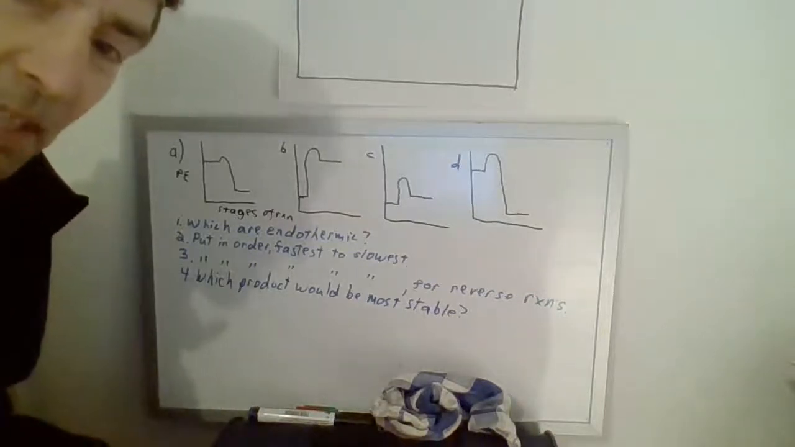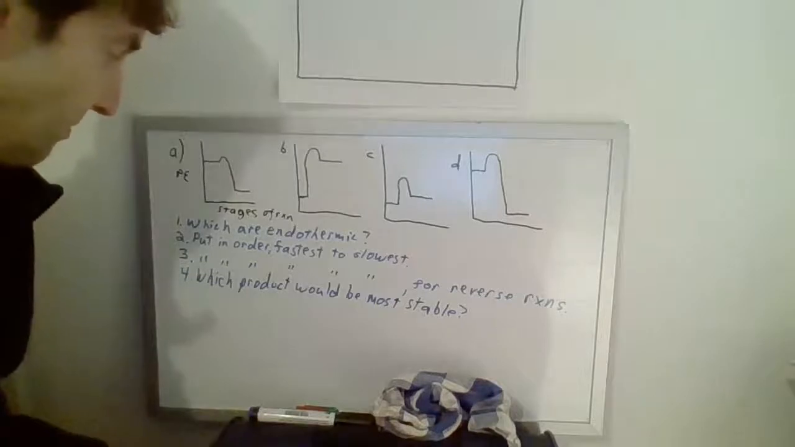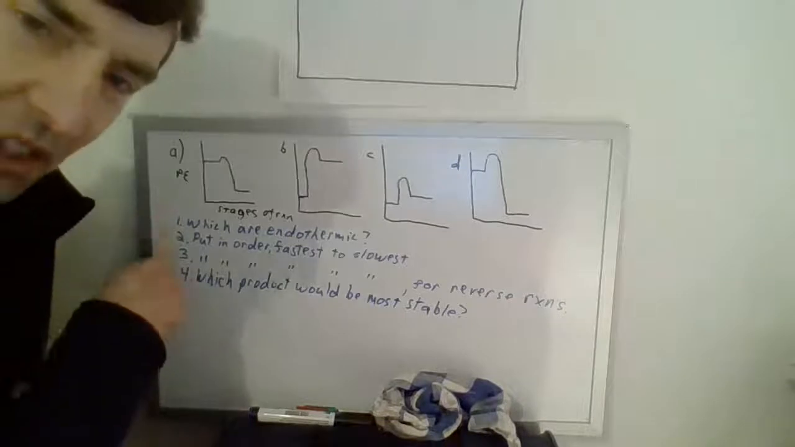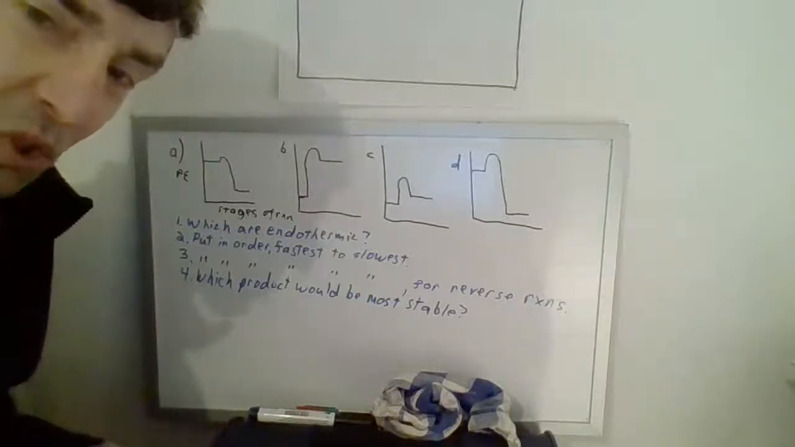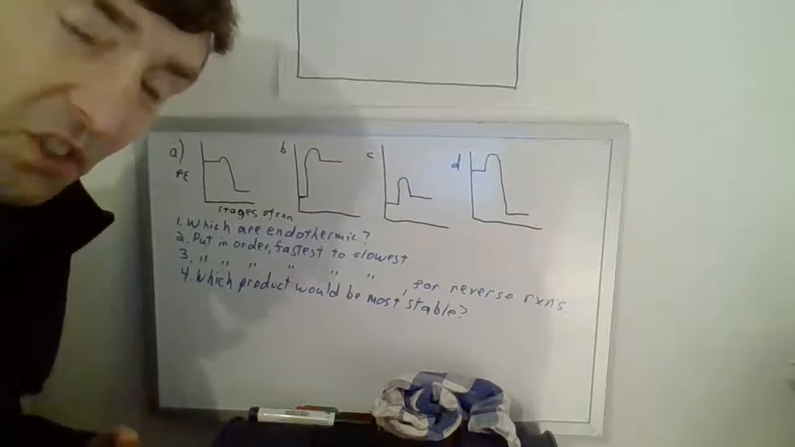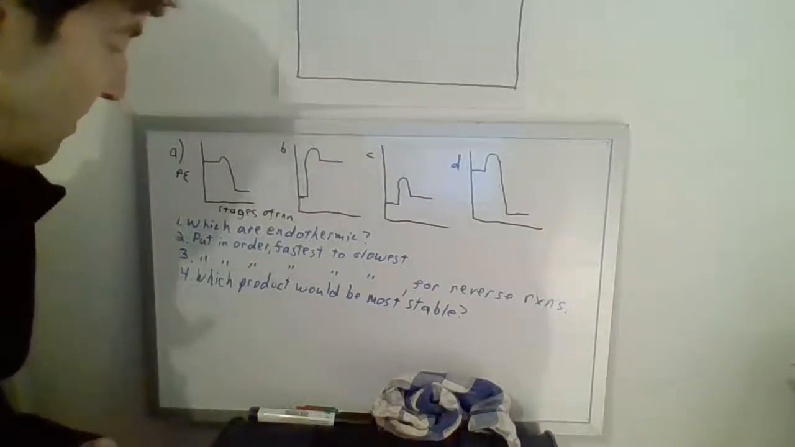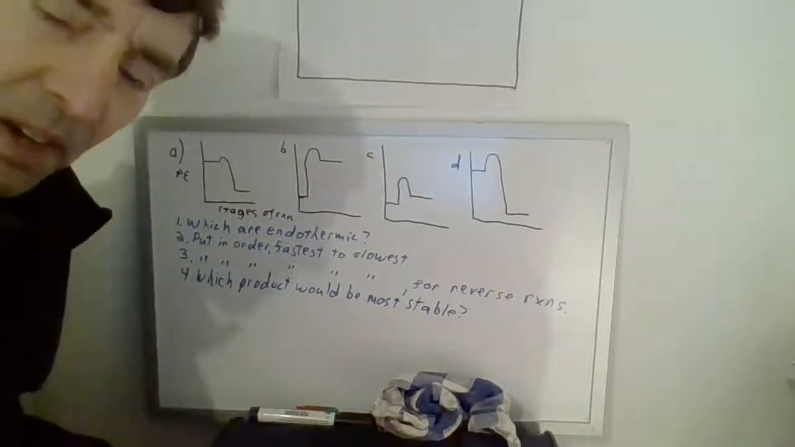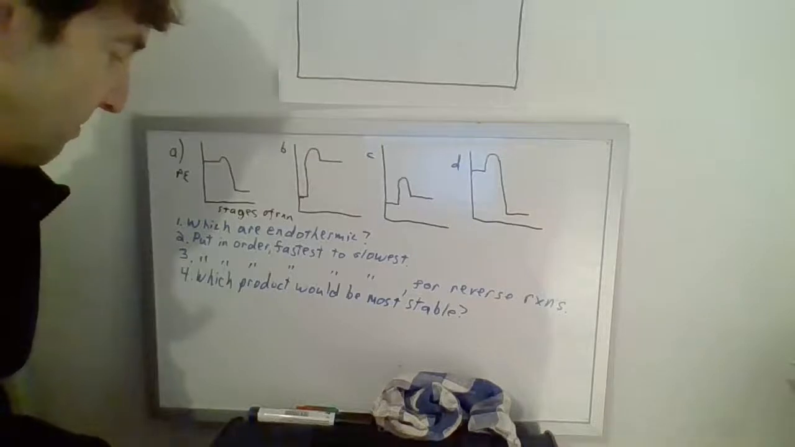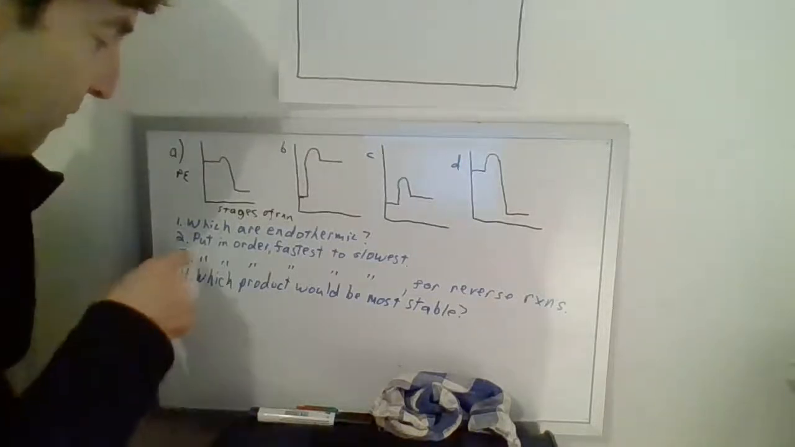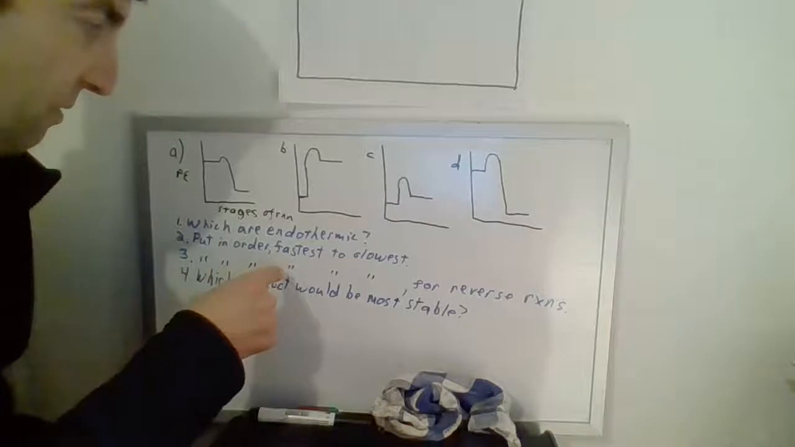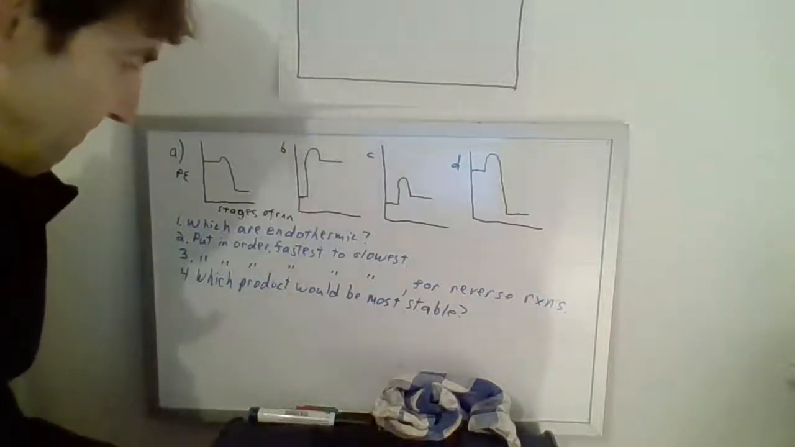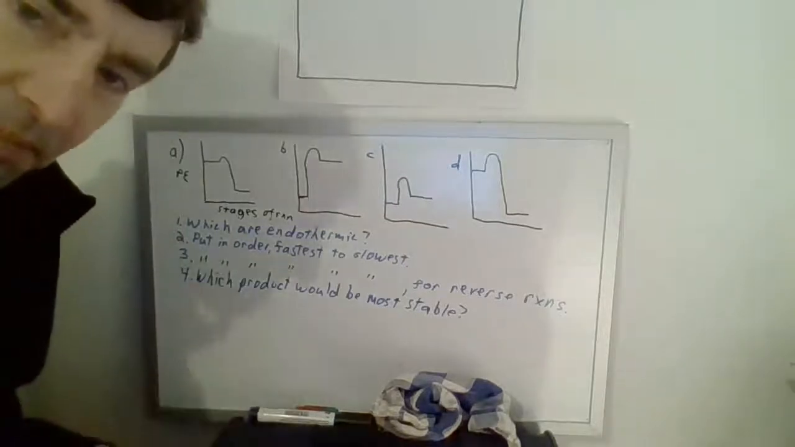So try and answer A, B, C, D. You don't even have to write the questions down. You can just put your answers and then put what it represents next to your answer. You know what I mean? Like endo or whatever, or exo. And you can just write for 2, fastest to slowest, or fastest to slowest reverse. So make your notes quick. Last one, just write stable.